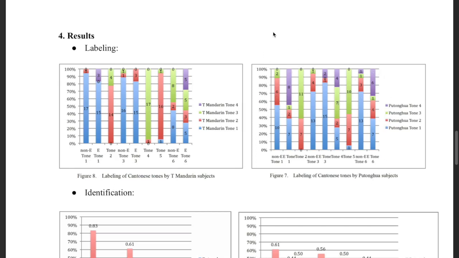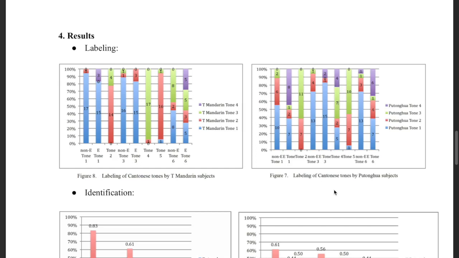The second thing to see is that for Taiwan Mandarin subjects, when choosing the tone to represent tone 4 in Cantonese, which is the low falling tone, almost all of them picked Mandarin tone 3, which is the dipping tone. So this conforms to the statement before that Taiwan Mandarin speakers perceive Mandarin tone 3 as merely a falling tone. For Putonghua subjects, we can see a more diverse selection here for tone 4 in Cantonese.